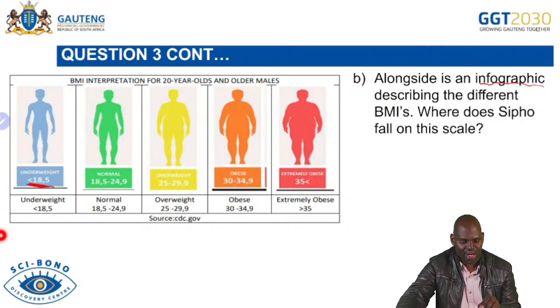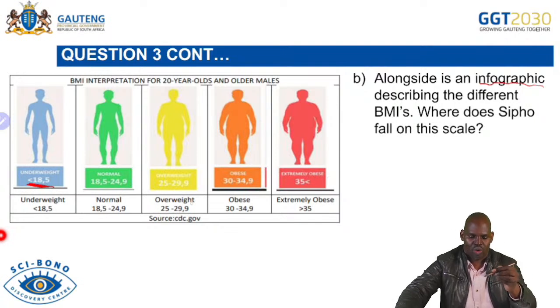If a person's BMI is from 30 to 34.9, that person's weight will be regarded as obese. So that means it's actually more than overweight. Then if the BMI is bigger than 35 kilograms per square meter, that person will be regarded as extremely obese. That is way above overweight.